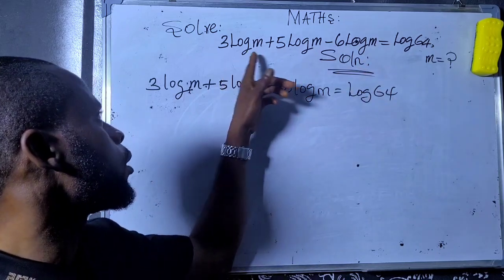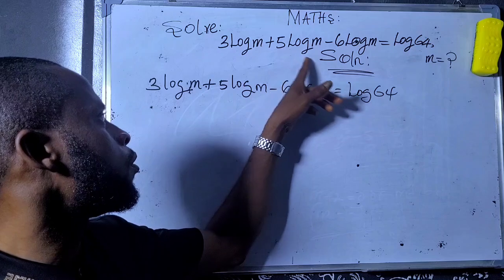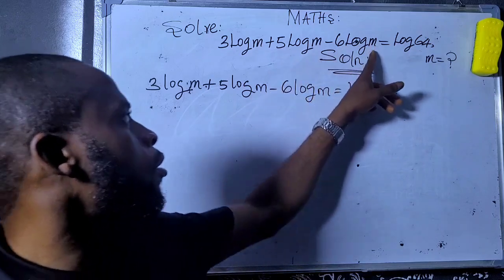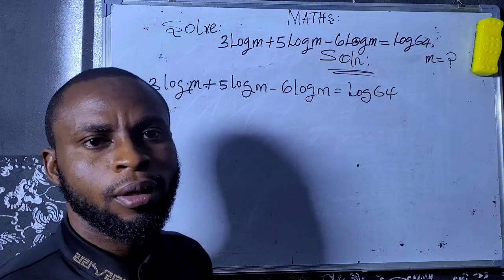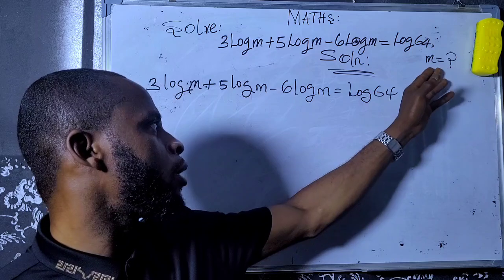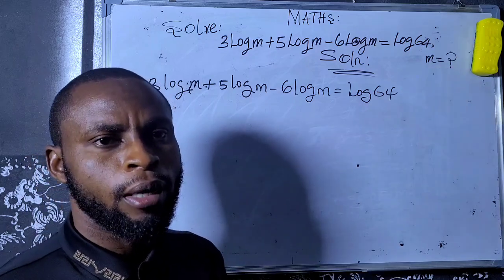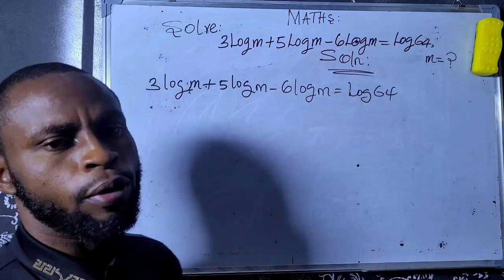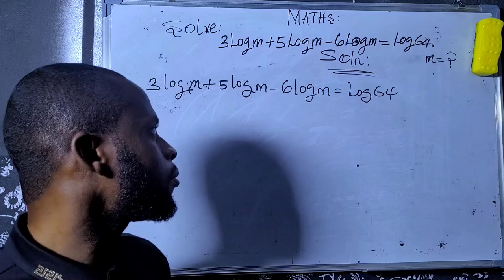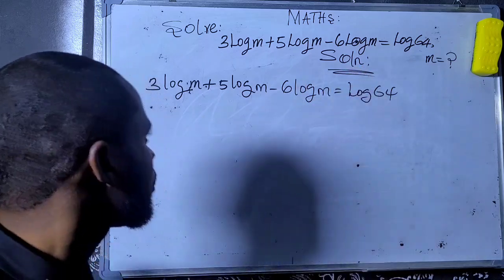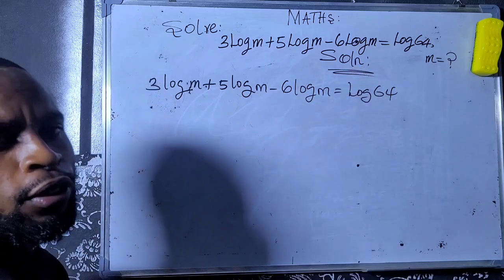We have to solve 3 log m plus 5 log m minus 6 log m equals 64. Here we have to find the value of m that will satisfy this given equation here on the board. I have a solution.